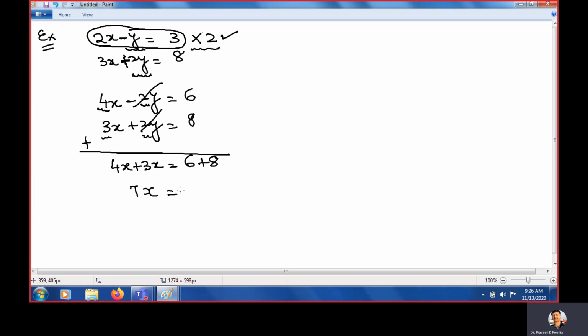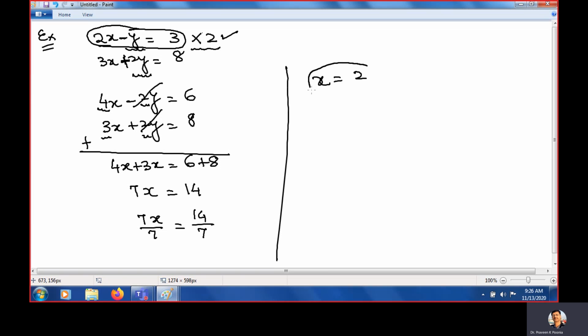4x plus 3x is 7x is equal to 6 plus 8 is 14, and divide by 7. It is 14 by 7. This finished. So how much are we getting? x is equal to 14 divided by 7 is 2. So the answer of x is 2.